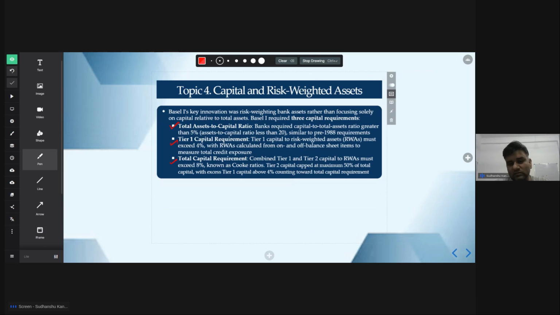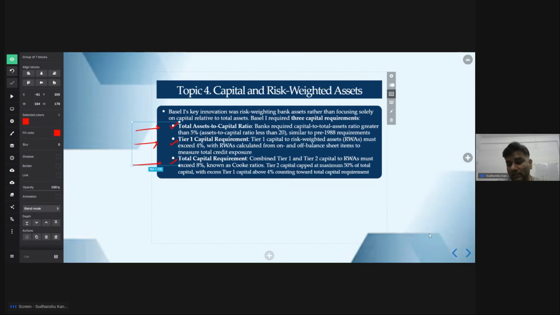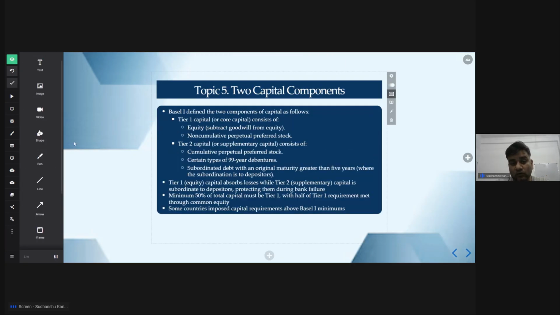Again, you have to remember these rules, guys. These are how these things are evaluated. These were the rules formed by the Basel Committee. You have to remember them, right? There is no other choice than that. Then we move to topic 5.